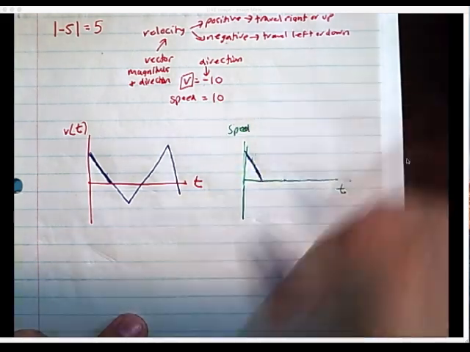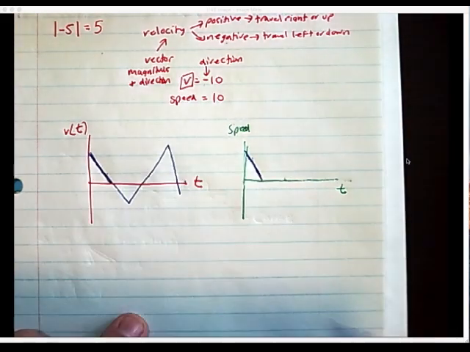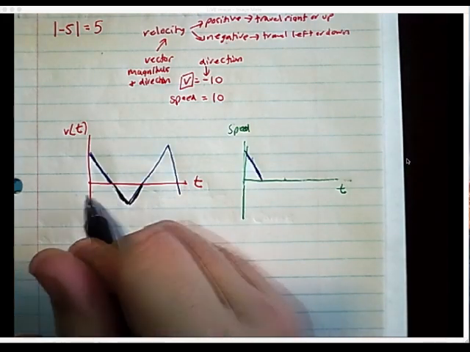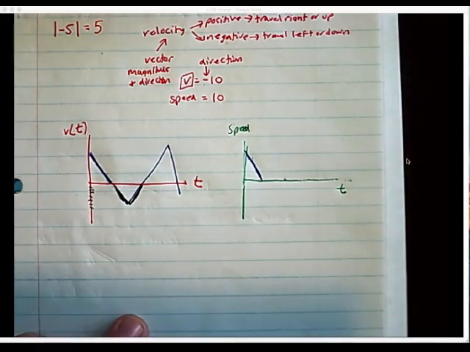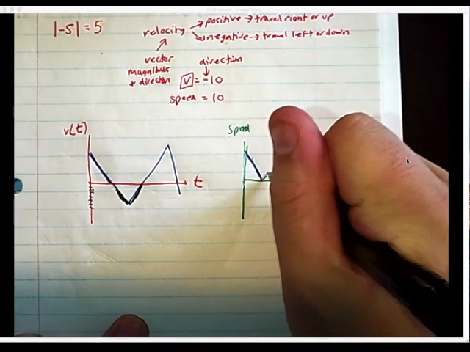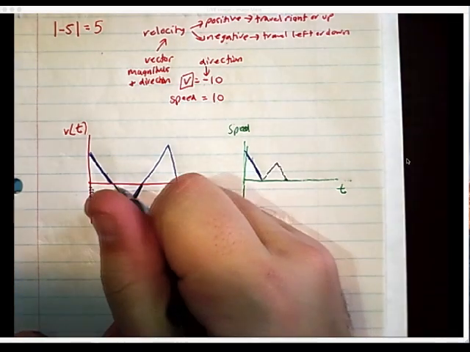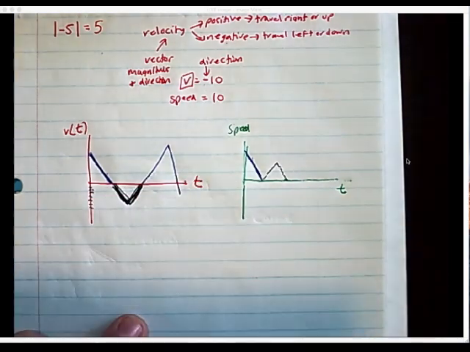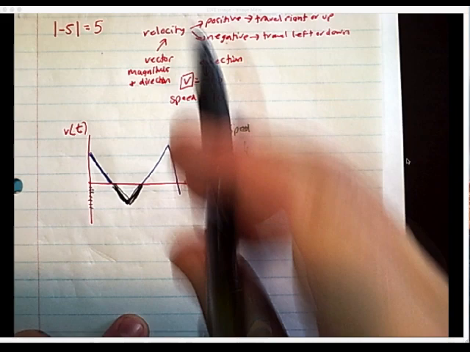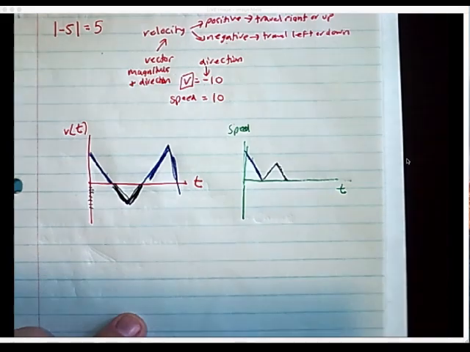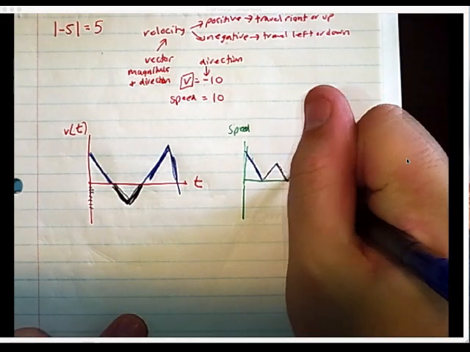But speed can't ever be negative. So this part that was underneath, all those velocity values are on the negative part of the y-axis. What it actually does is flip it over to the other side. So this triangle beneath the time axis would move above the x-axis on a speed graph. Now over this next triangle, it's already above the x-axis, so on a speed graph, it would stay above the x-axis.